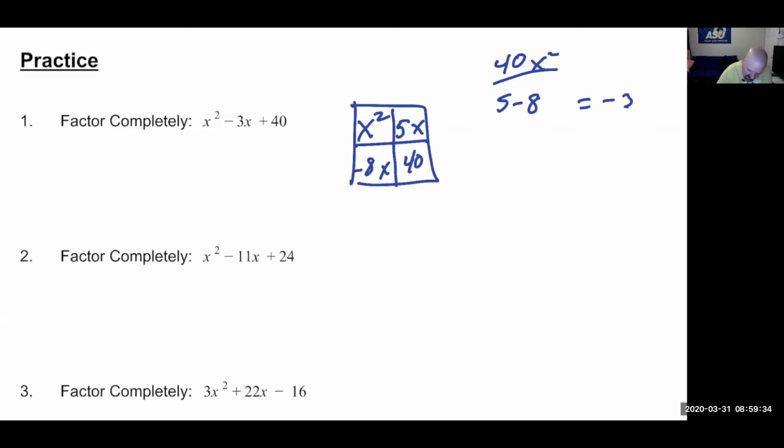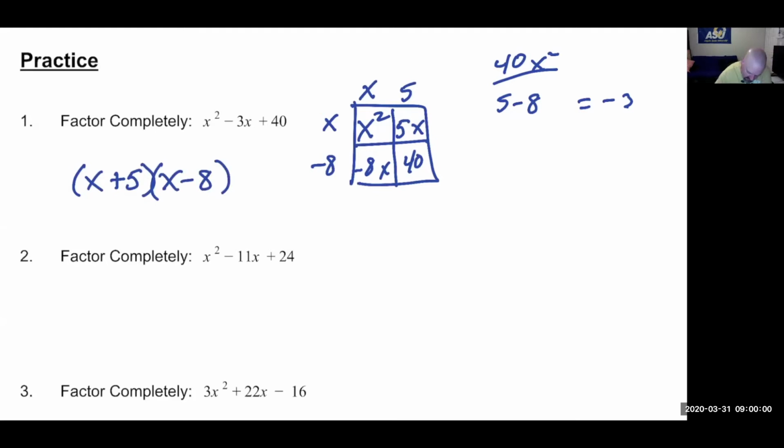And then I'm going to take the GCF of each row and column. The top row is x squared and 5x, and they have an x in common. The bottom row is -8 and 40, and they have a -8 in common. The reason I take the -8 is because it's the first term. Then I'm going to take care of each column. x squared and -8 have an x. 5x and 40 have a 5. So I get an answer of x plus 5 and x minus 8.